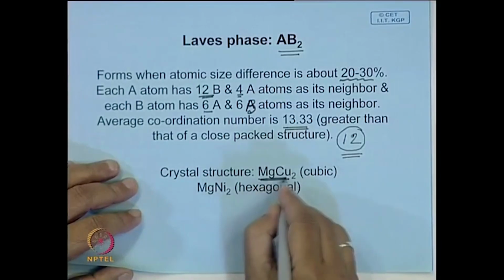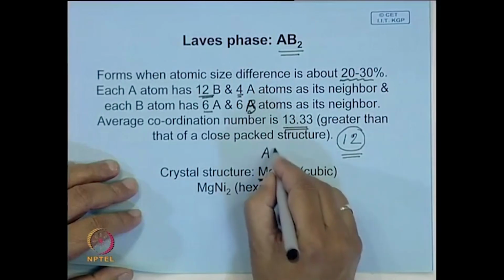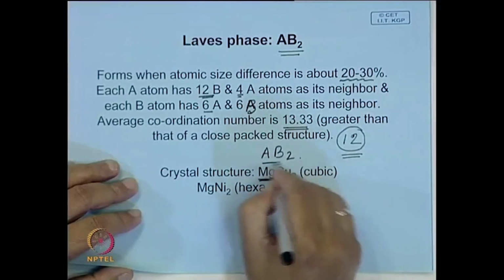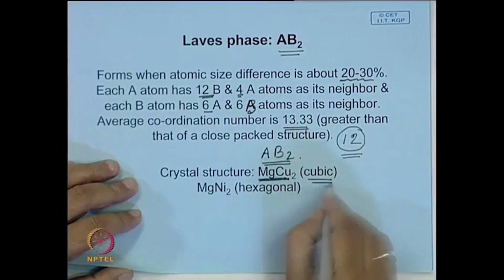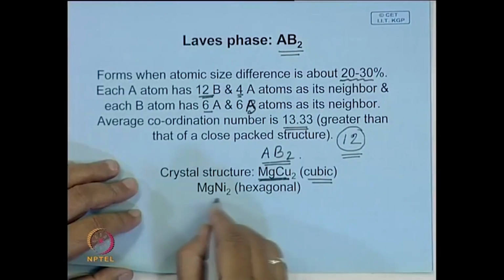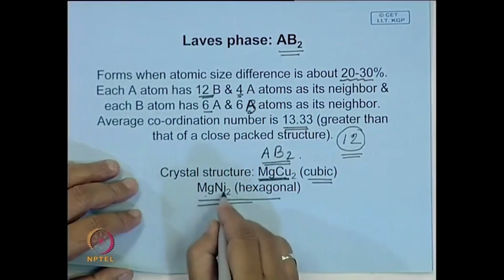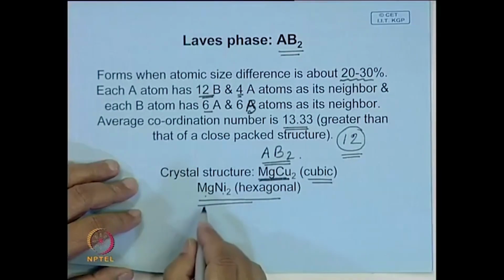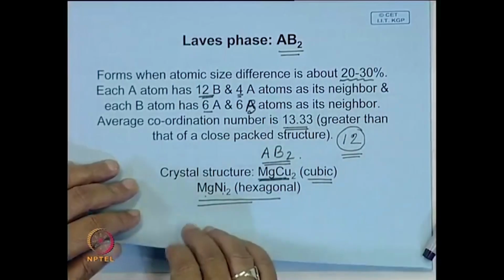And the common crystal structures listed here: one is the MgCu2 type, which is also an AB2 type of Laves phase structure and is based on a cubic lattice, whereas MgNi2 is another group which is based on a hexagonal lattice.